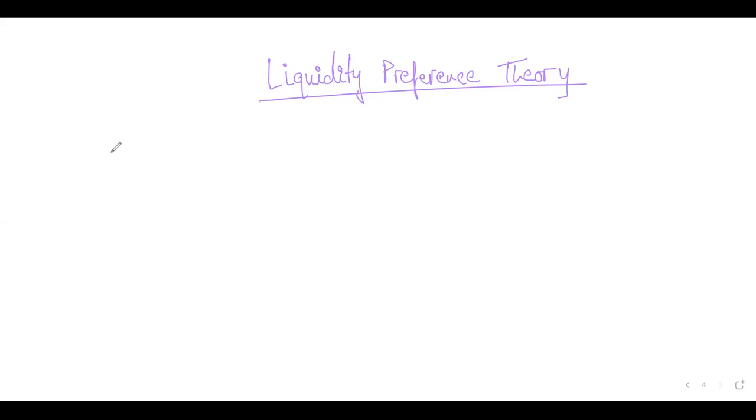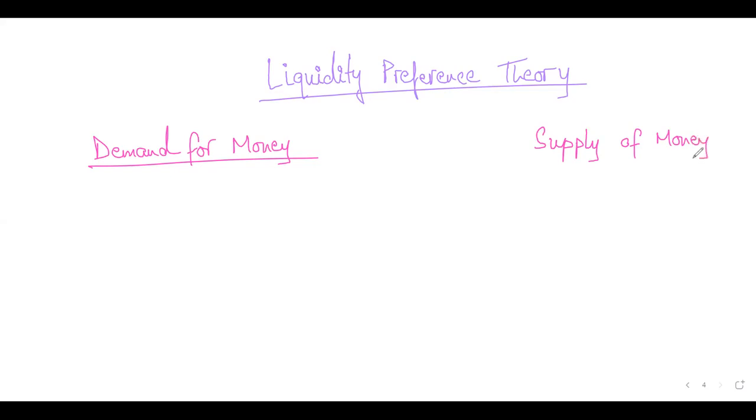Now, when we talk about demand for money, we ask ourselves why people want to hold money. What's the reason people want to hold cash? That's one side, and the other side is supply of money, like who supplies money or cash in the economy. So first, demand for money. There are three reasons why people want to hold money.